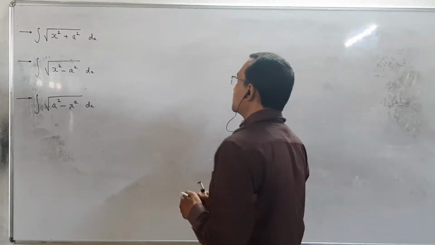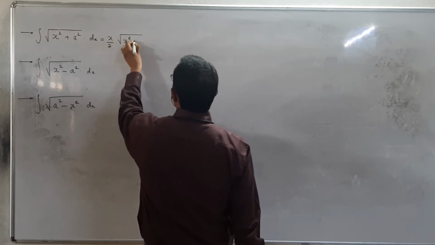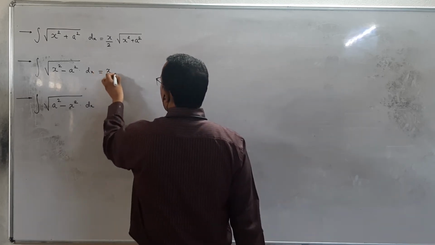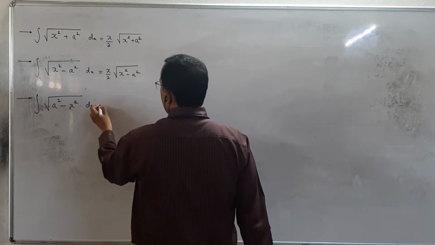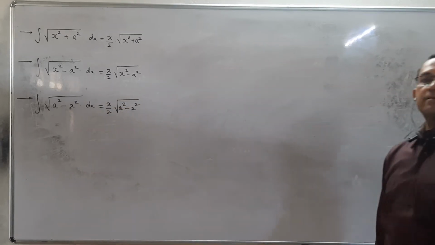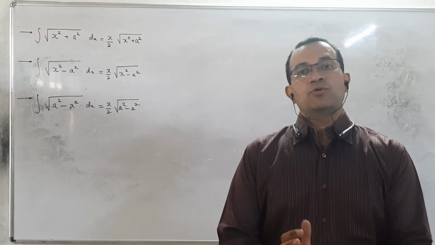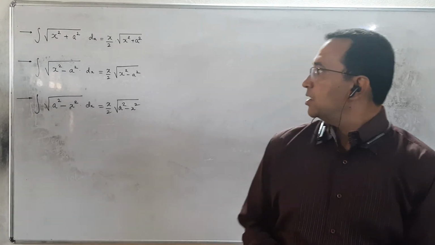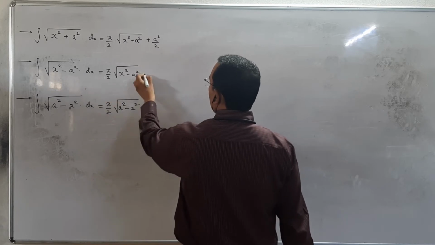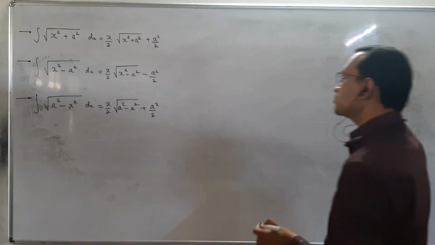The first term in the integral is x by 2 into given integrand. So, x by 2 into under root x square plus a square. Here, x by 2 into given integrand, and here also, x by 2 into given integrand. Easily we can memorize. And whenever you are sitting to practice, students, practice all these formulas at a time. Now, if in the integrand we have plus a square, I write plus a square by 2. If we have minus a square, write minus a square by 2. And if we have plus a square, write plus a square by 2.